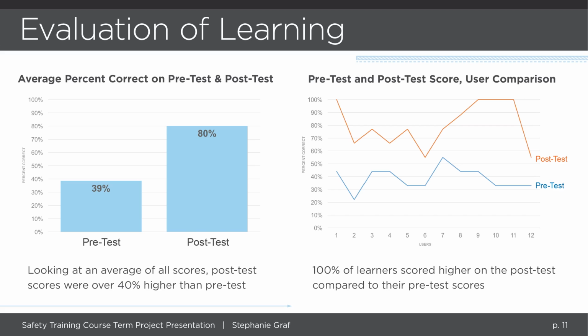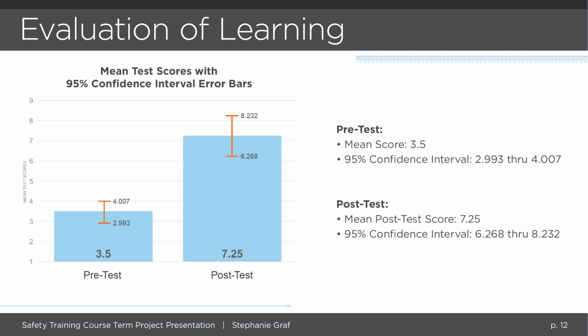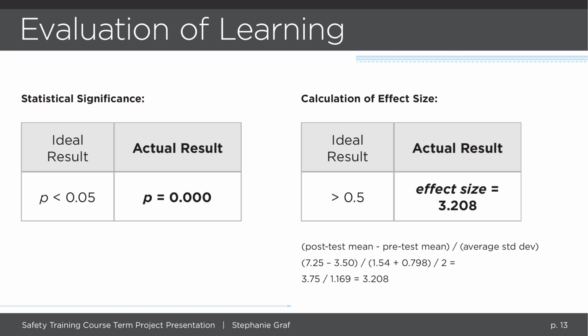As you can see, taking an average of all scores, post-test scores were over 40% higher than pre-test scores. And 100% of learners scored higher on their post-test than their pre-test. This chart here shows mean scores of both tests with 95% confidence interval error bars added. Looking at the statistical significance and effect size, the p-value is 0, which is below the ideal result of less than 0.05, and the effect size is 3.208, which is well above the ideal result of greater than 0.5.